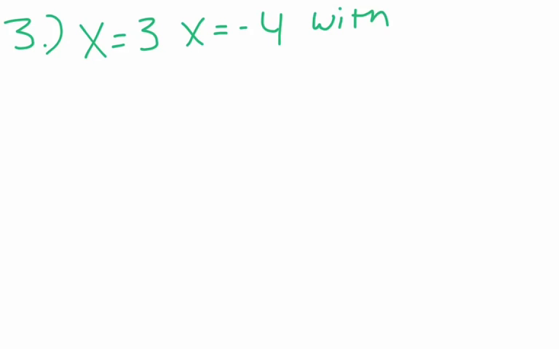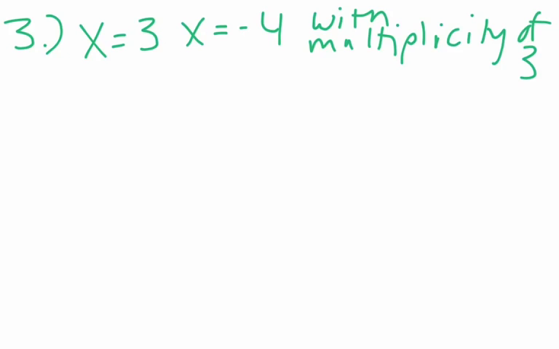Last one of these examples, write a function with these zeros: x equals 3 and x equals -4 with multiplicity of 3, is what it says in my notes. So finally we get to that vocab word from the beginning. I love the word multiplicity. It just sounds fun. Multiplicity just tells you how many times this zero appears. If it says multiplicity of 1, it just means it appears once. Multiplicity of 2 means that it appears 2 times.